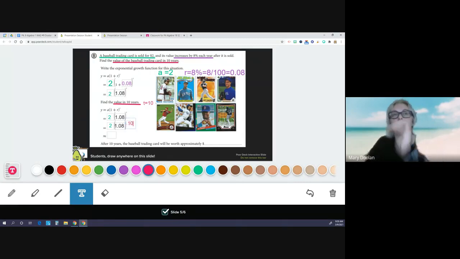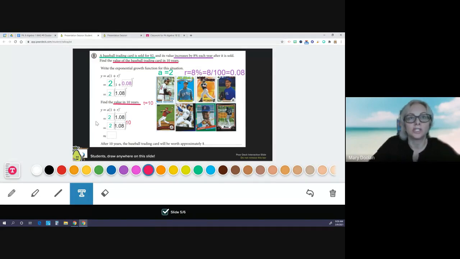Okay, so now I'm plugging in 10. Now that I have all the pieces where they need to go, if you understand all this, you can actually just jump right to this last step that I did here. A is 2, because R is 0.08 and it's increasing, it's 1 plus 0.08, which is 1.08, and then T is the number of years we're trying to find out for.